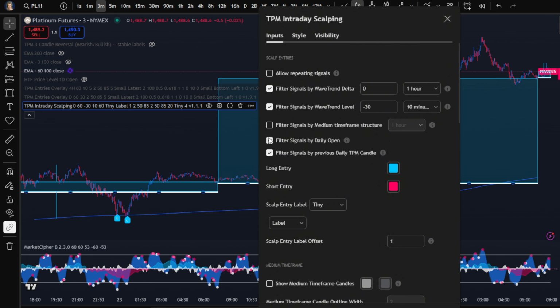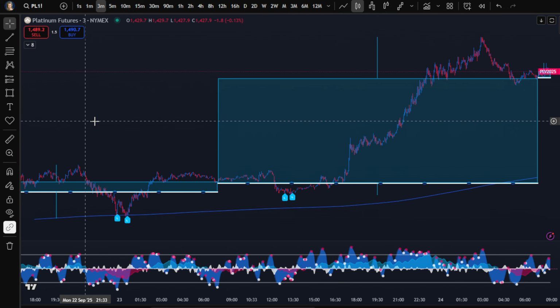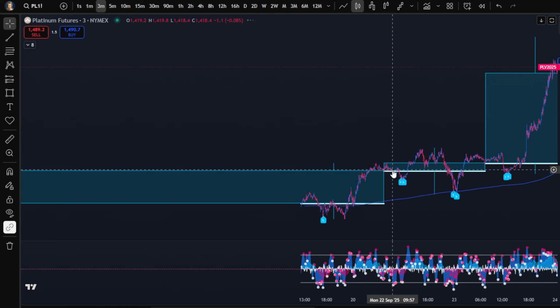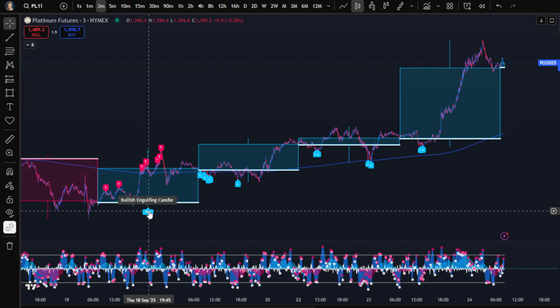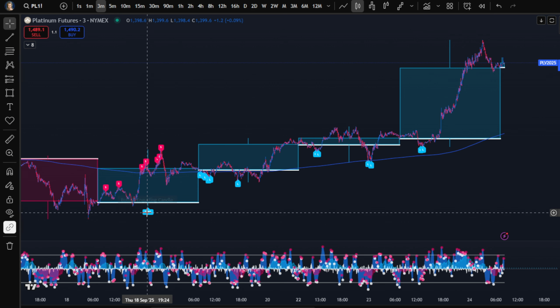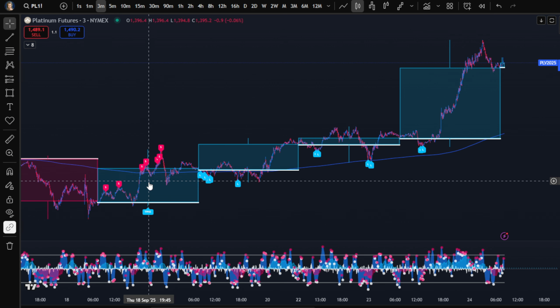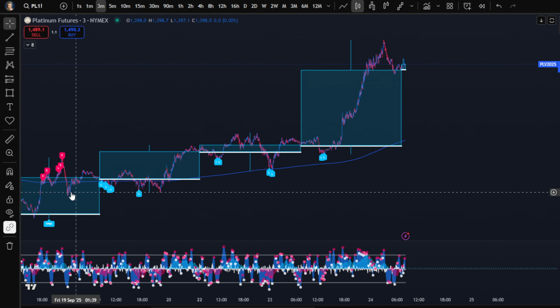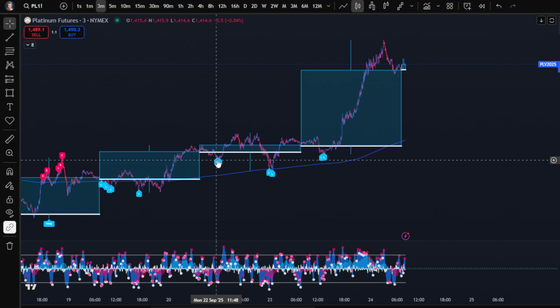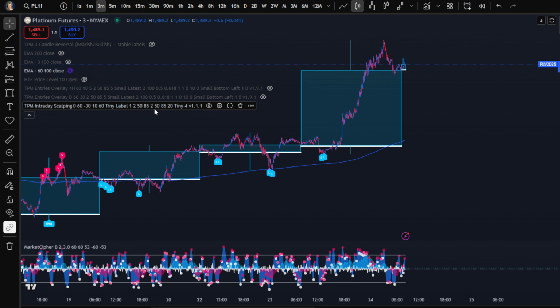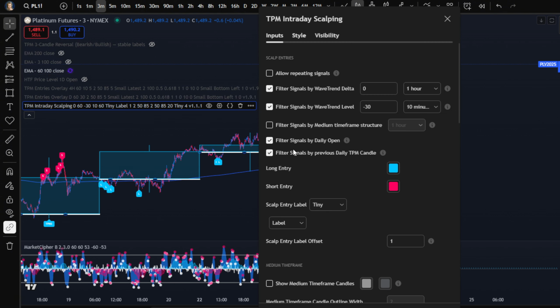You can filter the actual higher time frame bias by the daily TPM turning point candles. So you can see in the platinum example, it's only looking for long positions because we have had a daily TPM turning point candle over here, so the start of a bullish sequence. So we're only getting longs printing from there onwards. Of course, you can deselect that if you want to use your own bias, or if you want to catch reversals.